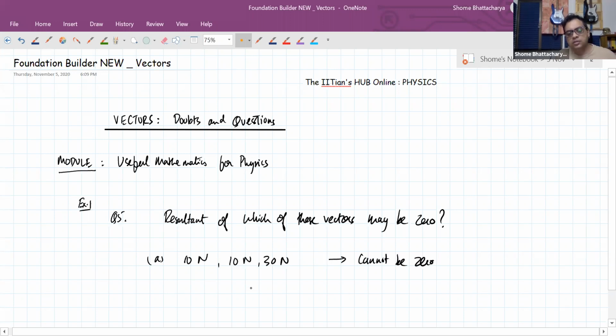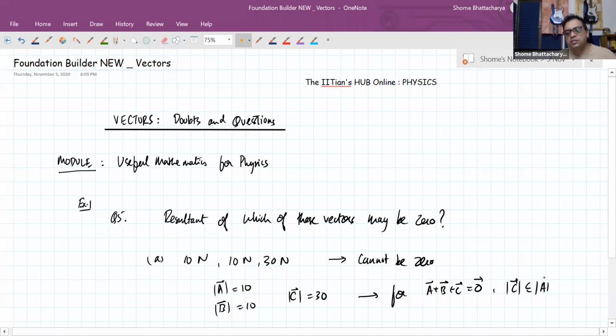Okay, because if magnitude of A is 10, magnitude of B is 10, and magnitude of C is 30, you can see that for A plus B plus C to be 0, mod C should be less than or equal to mod of A plus mod B. Okay, because C's magnitude has to be equal to magnitude of A plus B. So that is why, here C is 30 and A and B are 10 each. So this cannot happen.